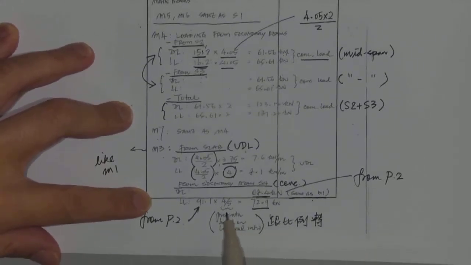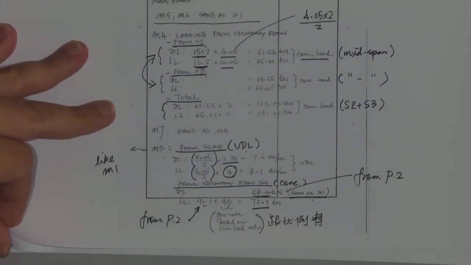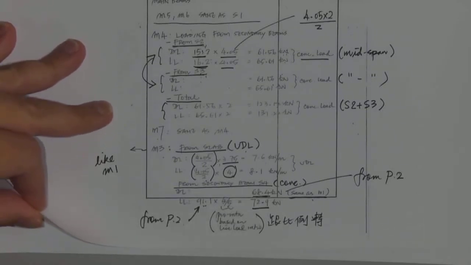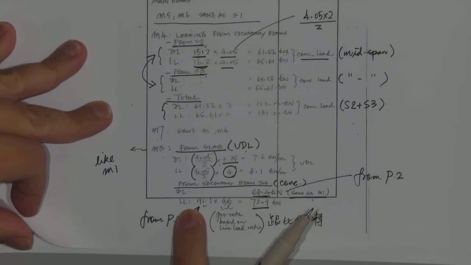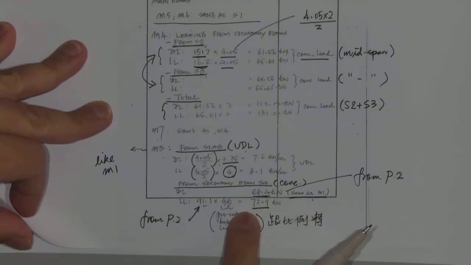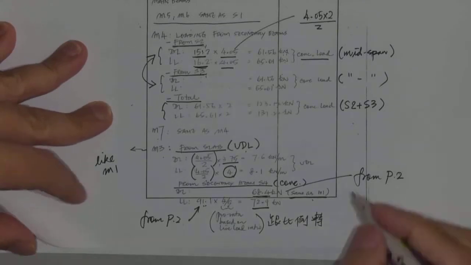Prorata 轉返呢個數 91.1 係有 5 個 kilonewton 5 kPa 嘅。But this time we're in 4 kPa, so just multiply by 4 divided by 5, that ratio, that's the number. So that is the live load concentrated on M3, mid-span.